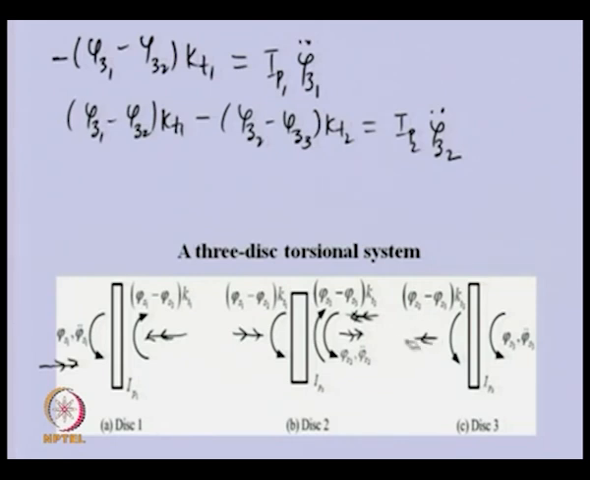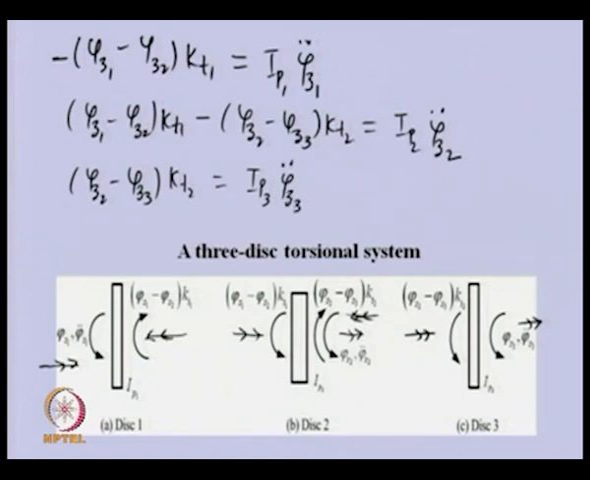Sorry, this will be opposite to this one, which is the left side. Now it is the right side, and this we are taking in the positive direction of angular displacement. So from here we can obtain the equation of motion for the third disk, that is phi Z2 minus phi Z3, Kt2 should be equal to the inertia of the third disk.